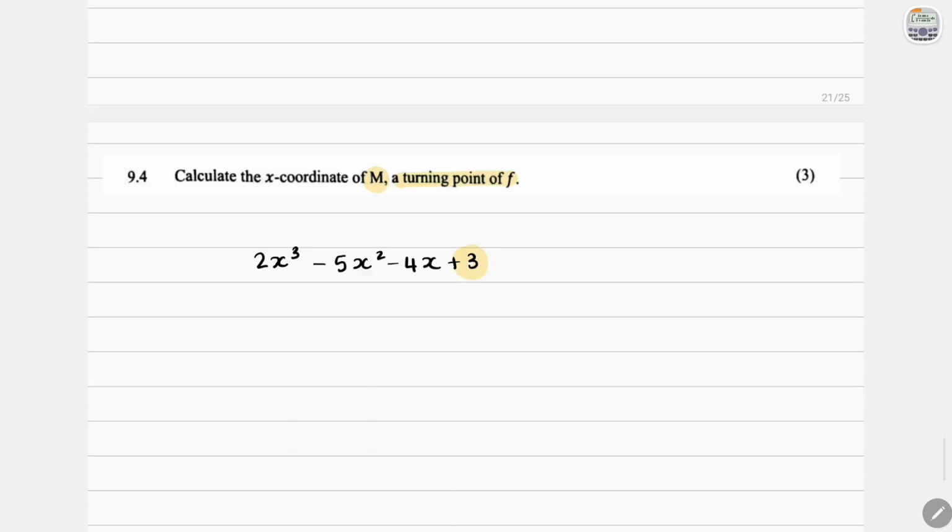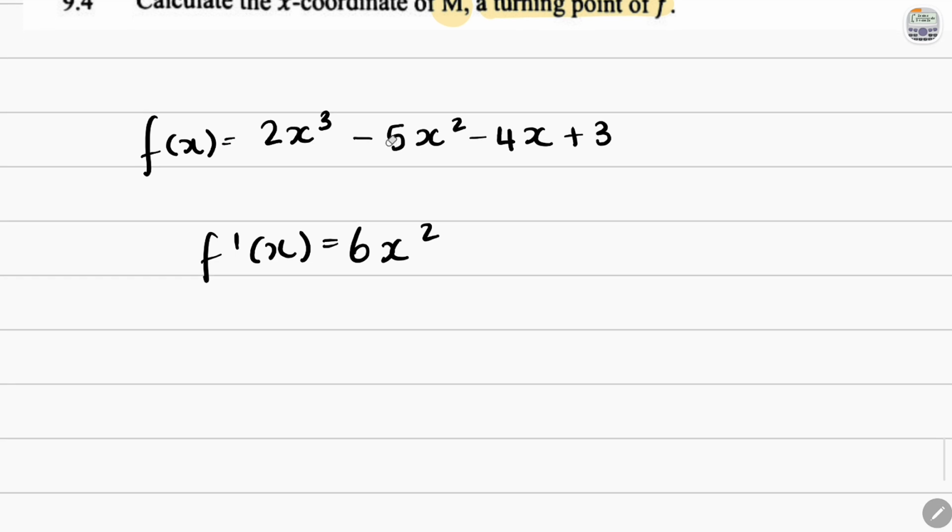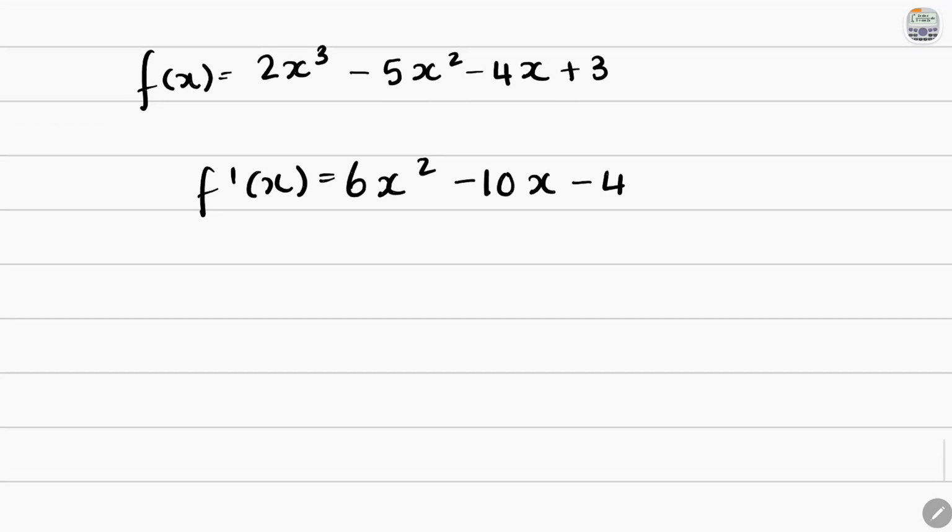Find f prime of x, and let's just write this as f of x. If this is f of x, then f prime of x is, we're going to say 6x squared, coefficient times exponent, and then same thing over here, -10x, and then -4. And the turning points occur where the gradient is specifically equal to 0. So we're just going to equate this to 0. So 6x squared minus 10x minus 4 equals 0.